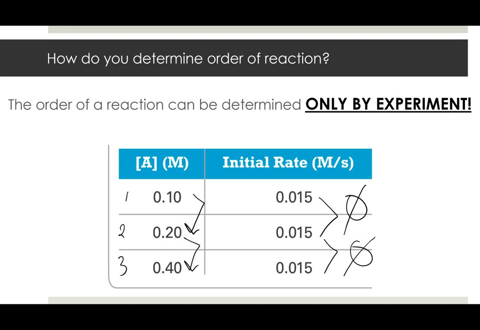So this one appears as though it doesn't matter how much reactant I start with, the rate is always going to be the same. The rate is always going to be independent of the amount. So this would be a zero order reaction. Okay. So it doesn't matter how much we started with, the rate was the same. Okay. What about this one?